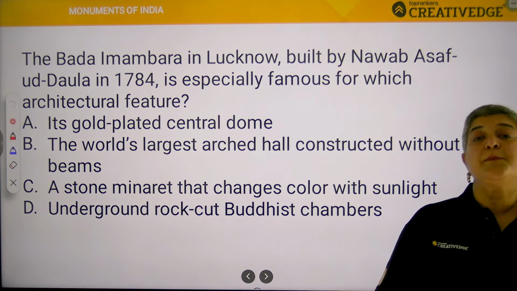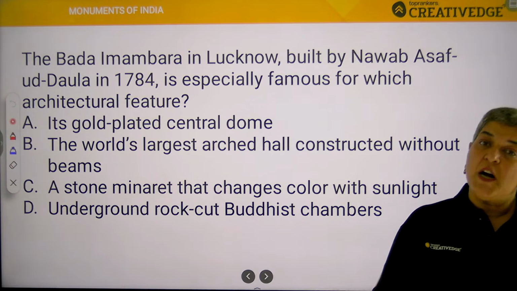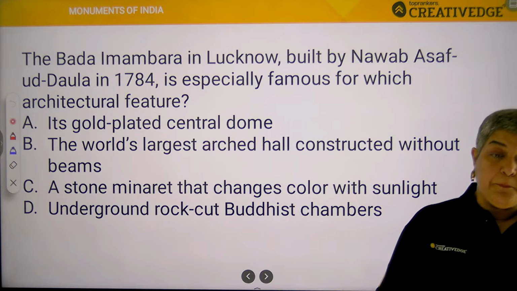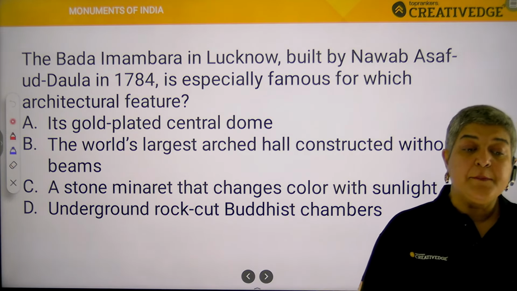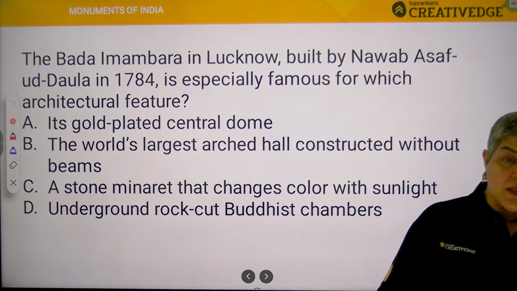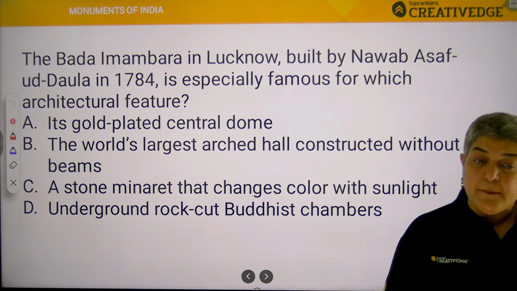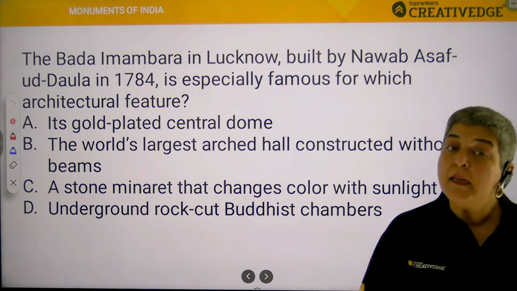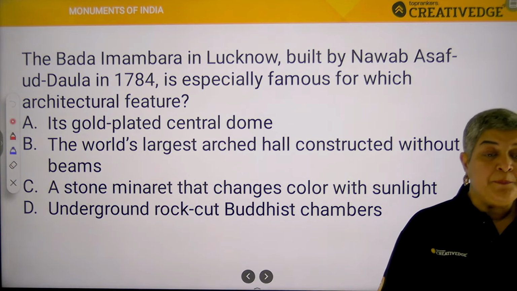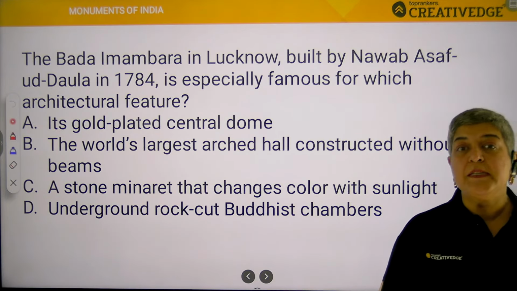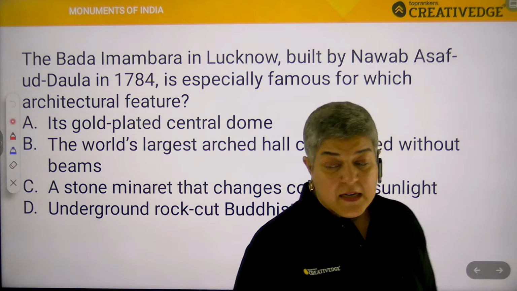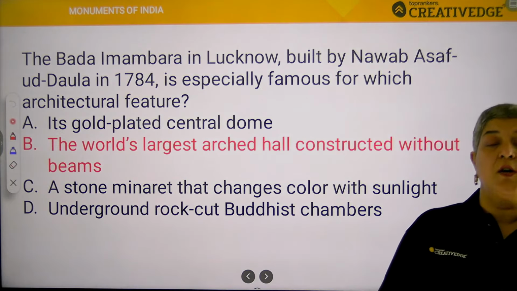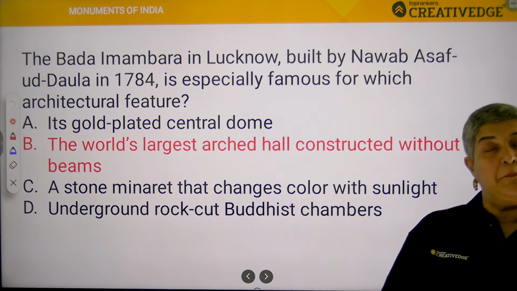The Bada Imambara in Lucknow, built by Nawab Asaf-ud-Daula in 1784, is especially famous for which architectural feature? Is it famous for its gold plated central dome? Is it famous for the world's largest arched hall constructed without beams? Is it famous for a stone minaret that changes color with sunlight? Or is it famous for the underground rock cut Buddhist chambers? So the correct answer to this, people, is that it is famous for the arched hall constructed without beams.